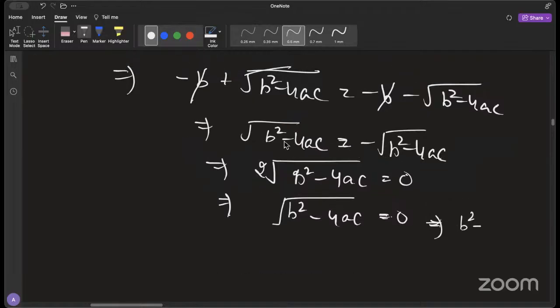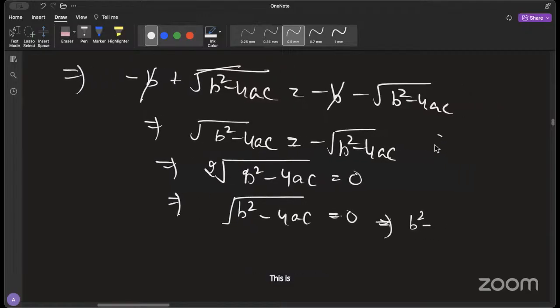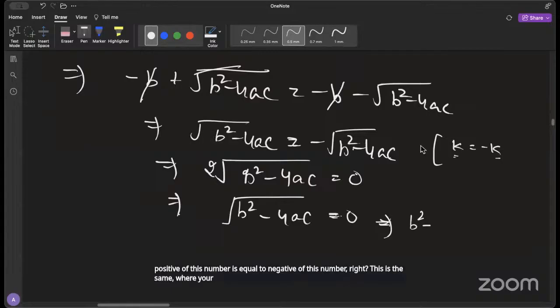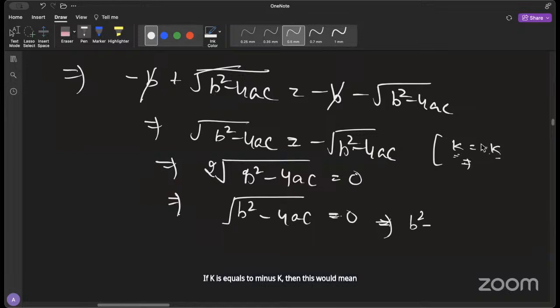You have this thing, right? This is like x, or let's say k. This is like k equals minus k. The positive of this number is equal to the negative of this number, where your k is equal to the square root of b square minus 4ac. If k is equal to minus k, then you take k on this side, so you'll get 2k equals 0. That's what we've done. We've taken minus b minus square root of b square minus 4ac to the left hand side.